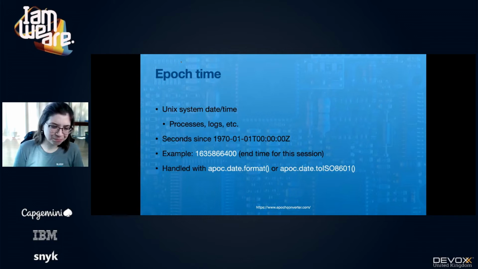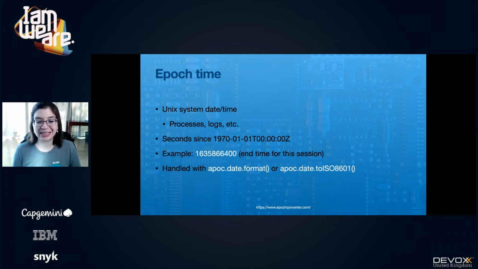Super useful. All right, so if you're dealing with epoch time, this is a Unix system date or time. If you're dealing with processes or log files, things like Elasticsearch or timestamps on systems, you're probably going to be dealing with some form of epoch time. Epoch time counts the seconds since January 1st, 1970 at midnight, UTC time zone.